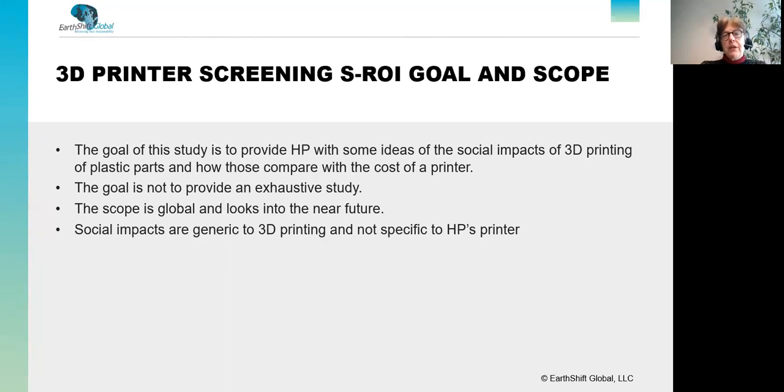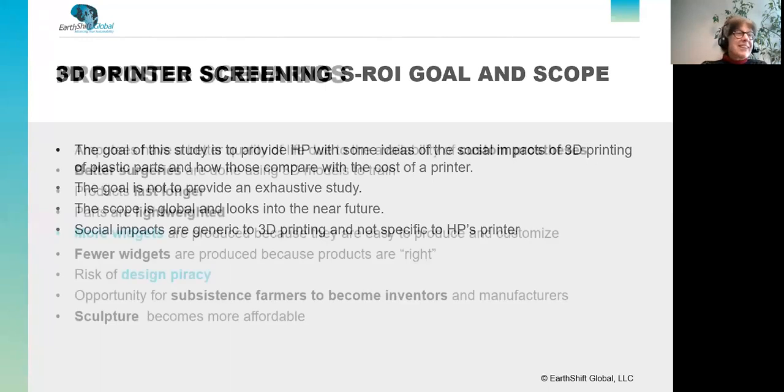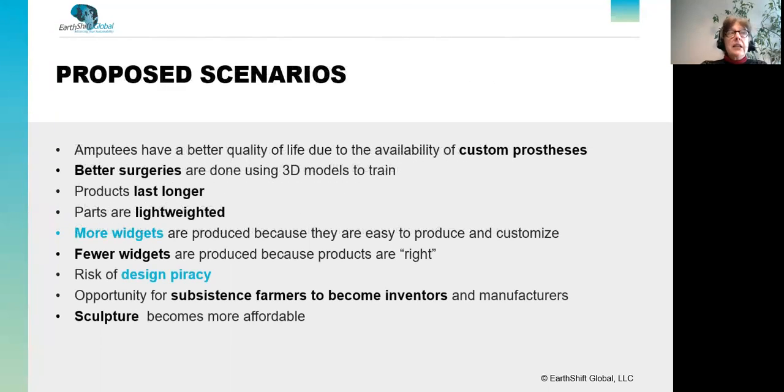How we did that was just literature research. What do people care about in terms of 3D printing? And so it's not specific to HP, it's not specific to their technology, it's more of a generic screen level study. So we looked at amputees having a better quality of life through the availability of custom prostheses. And this definitely points us toward human health impacts in 3D printing, because you don't want to be improving human health for the amputees while at the same time damaging it through the 3D printing process.